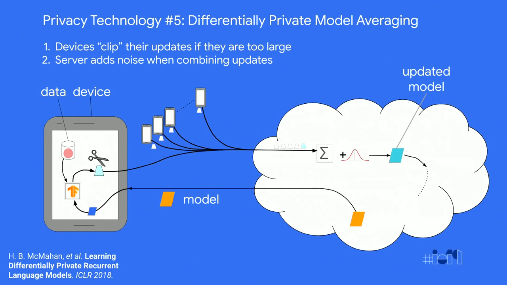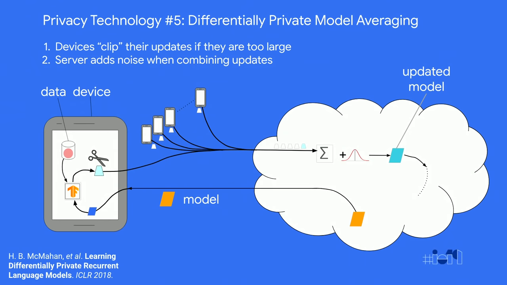Let me give you a flavor of how this works with privacy technology number 5, differentially private model averaging, which is described in the ICLR paper linked here. The main idea is that in every round of federated learning, just like what Emily described for a normal round, an initial model will be sent to the device, and that model will be trained on that device's data. But here's where the first difference comes in. Rather than sending that model update back to the server for aggregation, the device first clips the update, which is to say it makes sure that the model update is limited to a maximum size. And by maximum size, we actually mean, in a technical sense, the L2 ball in parameter space.